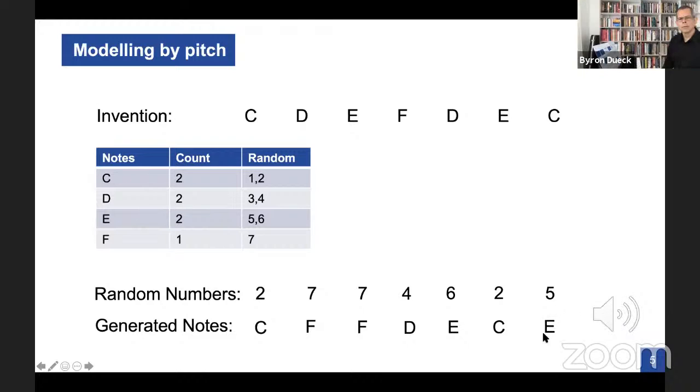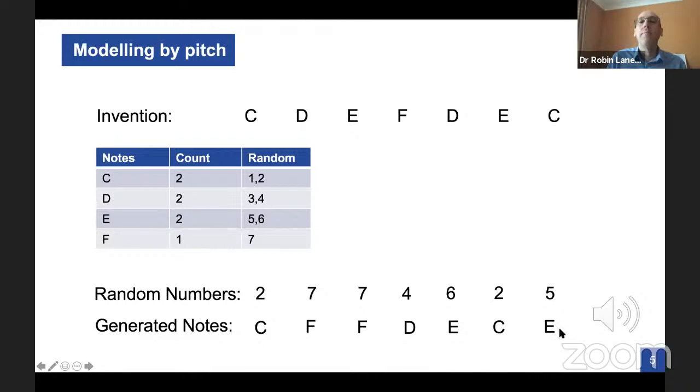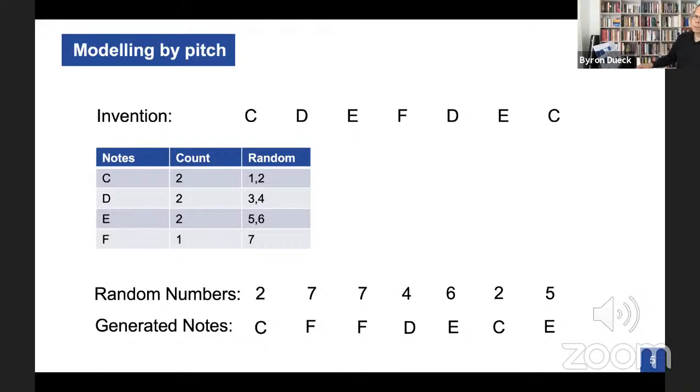Let's now see what we've got. Byron? Okay, so that doesn't sound too bad. Thanks very much, Byron. It doesn't sound too bad, but maybe it doesn't have the elegance of Bach.